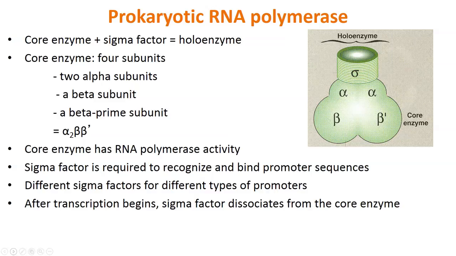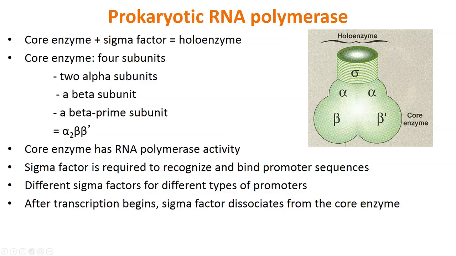The first thing we're going to talk about is prokaryotic transcription. In prokaryotes, you only have one RNA polymerase, so it's just RNA polymerase. In this case, it's a prokaryotic version of RNA polymerase. When we get to the eukaryotes, you're going to see, unfortunately, that's not the case. There are multiple RNA polymerases.